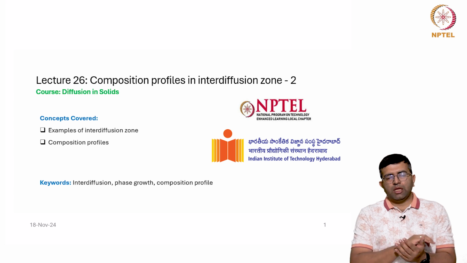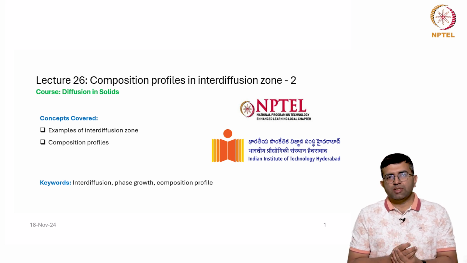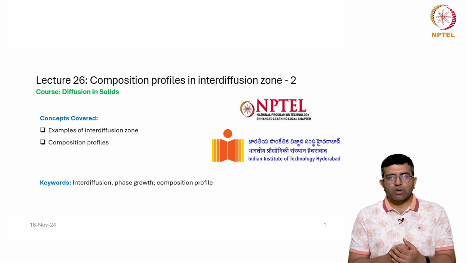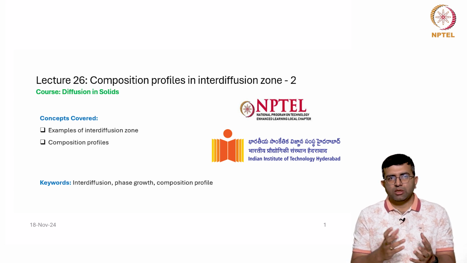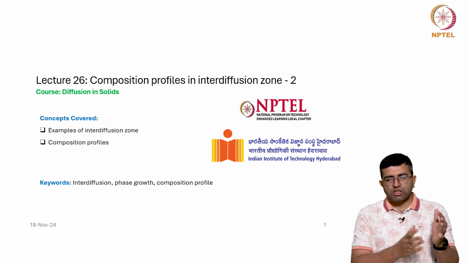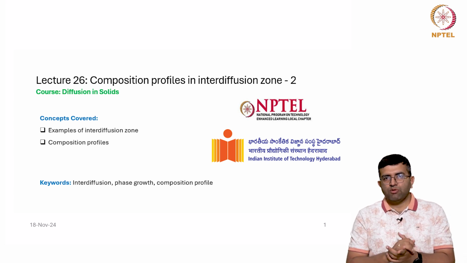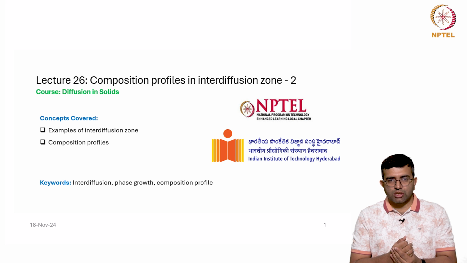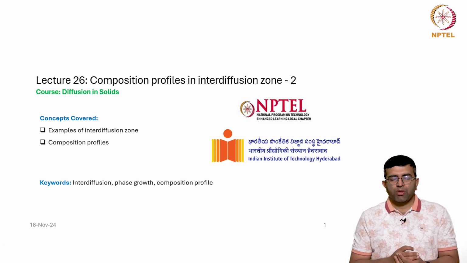And in the previous lecture, we took several examples of various types of phase diagrams that are possible between binary systems. We drew some schematics on how to construct the composition profile given the nature of the phase diagram, if you know how the phases are in the interdiffusion zone.